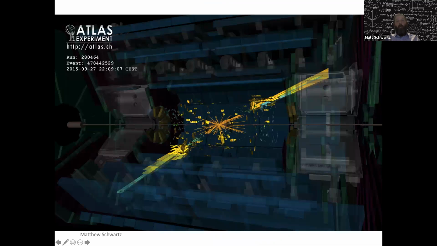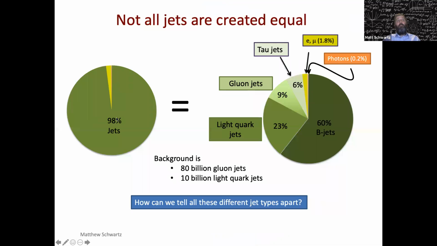So here's a jet, and as I said, what we really would like to do is not understand these jets, but to break them apart. Not all jets are created equal. There's B jets, there's light quark jets, there's gluon jets, there's tau jets. And if we can distinguish all of these different kinds of jets from each other, then maybe we have some hope of actually distinguishing the Higgs, or maybe we can find another particle that say only decays to these or only decays to these, and we can distinguish what's going on.